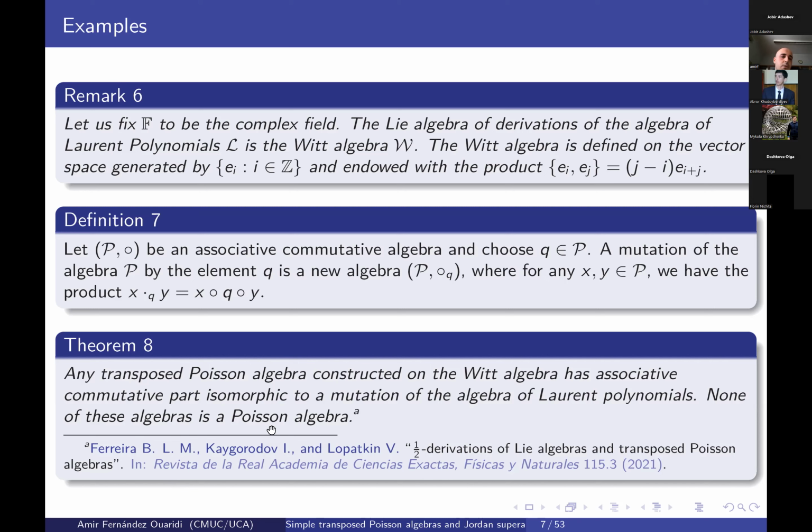So for transposed, another example of a transposed Poisson algebra will be the Witt algebra together with an algebra isomorphic to the algebra of Laurent polynomials. Okay.